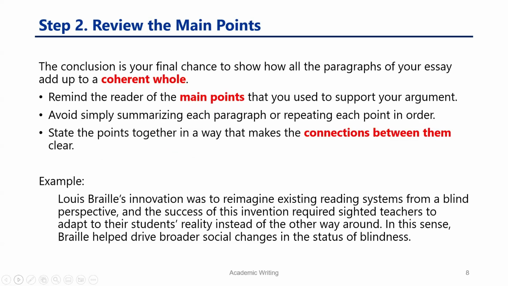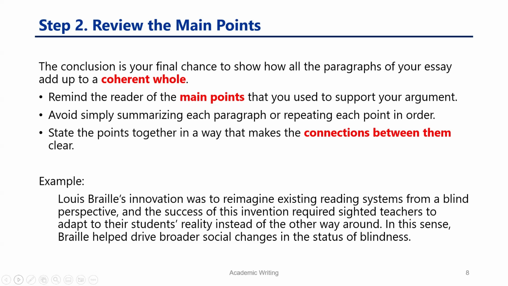Step 2, review the main points of your paper. The conclusion is your final chance to show how all the paragraphs of the paper add up to a coherent whole. Remind the reader of the main points that you use to support your argument. Avoid simply summarizing each paragraph or repeating each point in order. Rather, state the points together in a way that makes the connections between them clear.